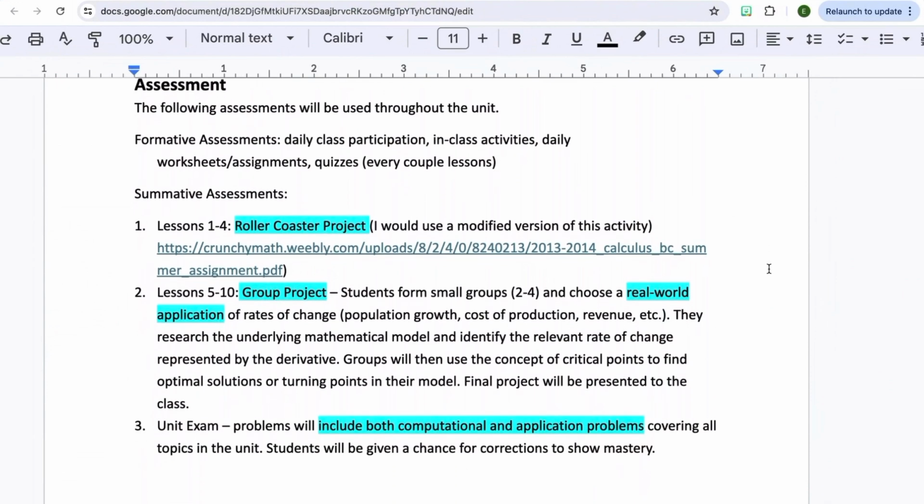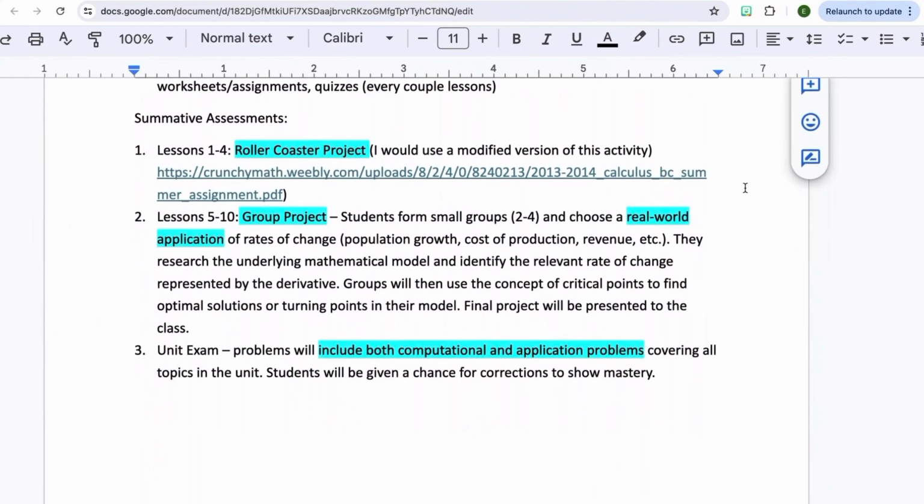Assessments: the formative assessments are so important every day. The daily class participation, in-class activities, worksheets, assignments, quizzes, all of those things are used often.